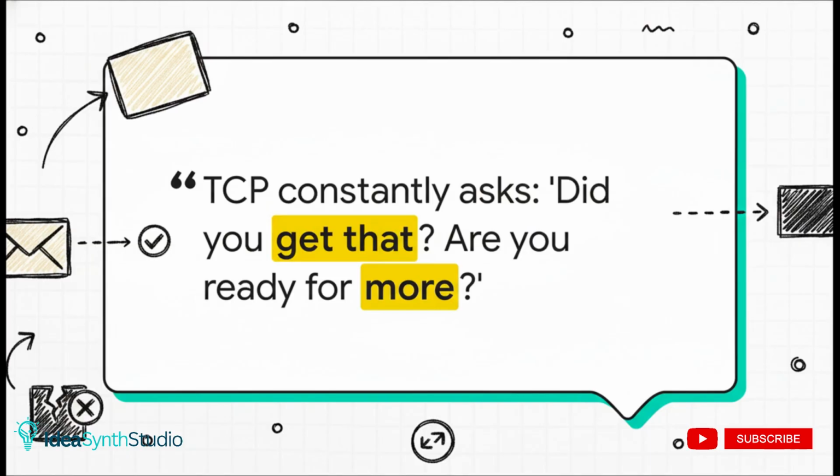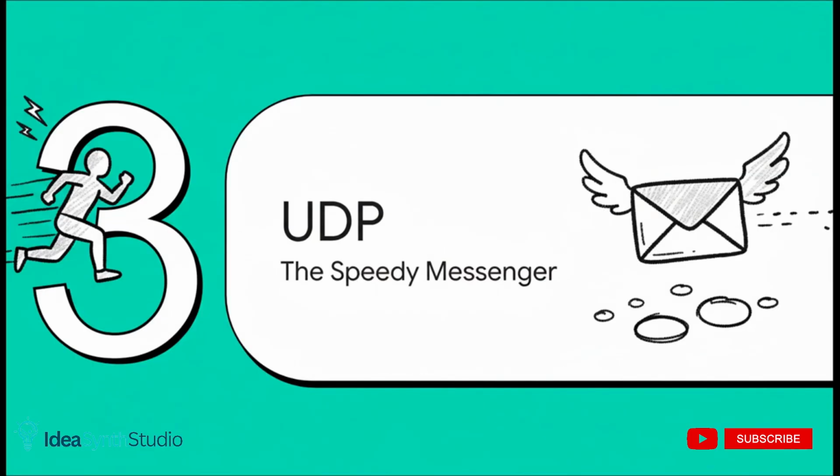And third, congestion control. If TCP senses the whole network is getting clogged up, it will slow itself down to be a good citizen and help prevent a total internet gridlock. It's this combo that makes TCP so incredibly trustworthy. But what if all that perfection is actually slowing you down too much? What if what you really need is just pure raw speed and you're okay with a few bumps in the road? Well, that's where our second messenger comes in.